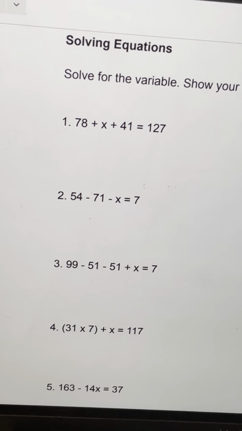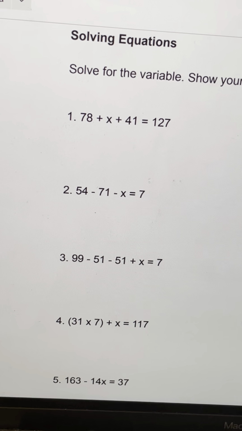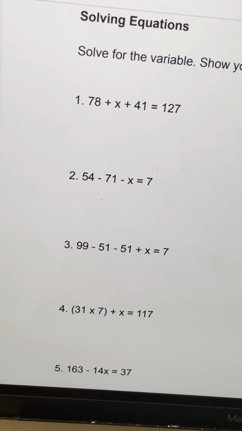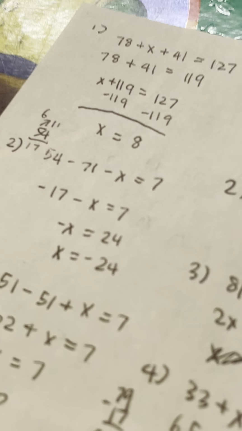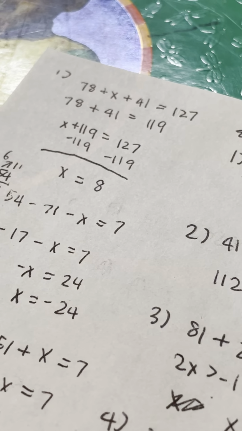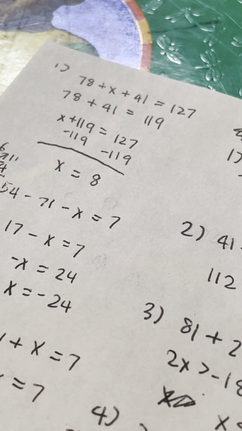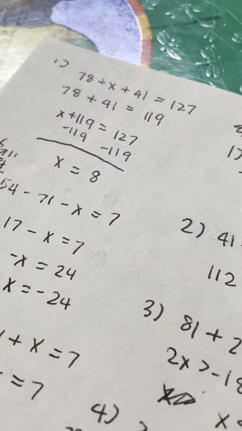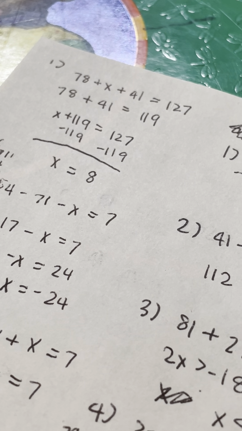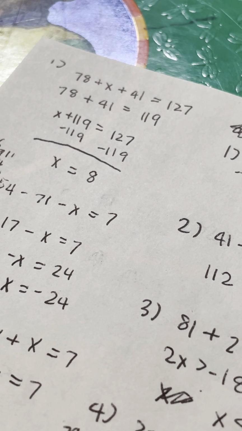Number 1, 78 plus x plus 41 equals 127. So for this one, we would add 78 plus 41 first. We get 119. So subtracting it would be equal to 8. So it would be x is equal to 8.